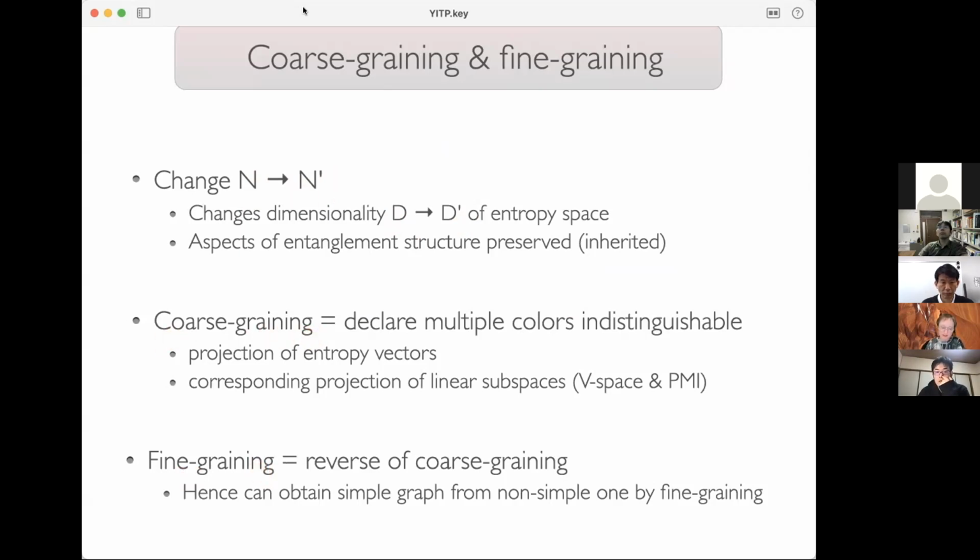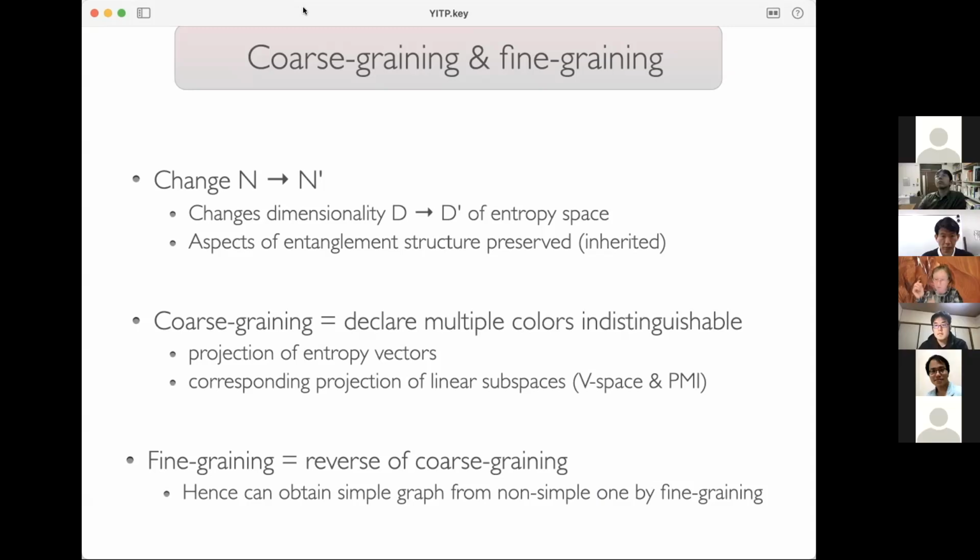So coarse graining has the effect of saying, well, you have multiple boundary vertices that were different labels, but I might not distinguish between them. And so I call them the same label. Okay, so multiple colors are indistinguishable. That has the effect of projecting the entropy vectors from this larger space into this smaller space.